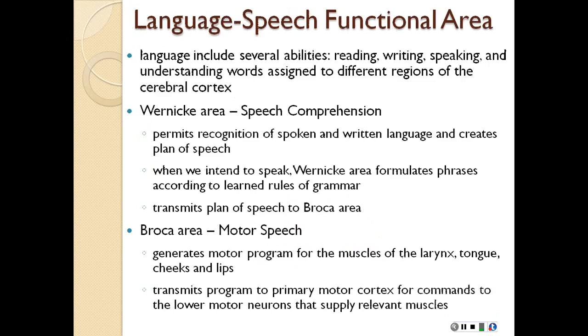Okay, let's go over language. Language and speech functional areas. This speaks of the parts of the brain that provide us our ability to speak. Language includes several abilities, including reading, writing, speaking, and understanding words, assigned to different regions of the cerebral cortex. There are two main language areas that you should be familiar with. They are called Wernicke's area and Broca's area.